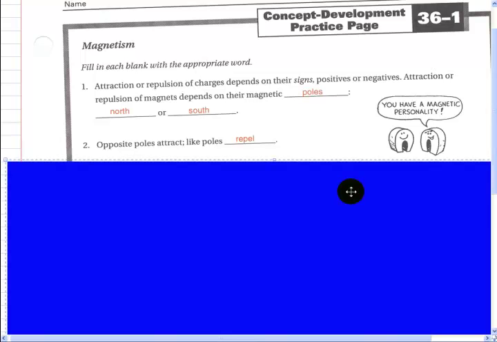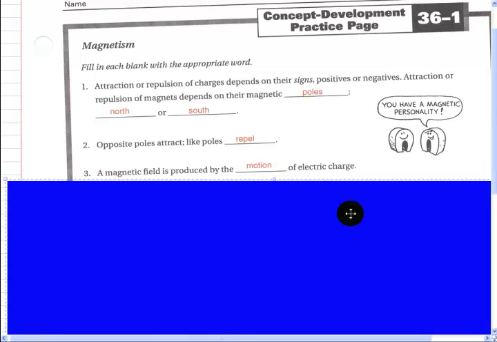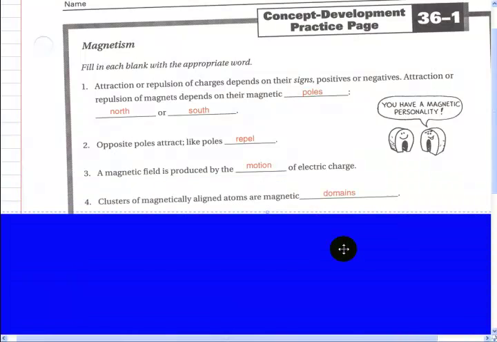Number 3, a magnetic field is produced by the what? The spin or motion of electric charges. In other words, you don't get magnetism from electrostatics, just electricity sitting there, but electric currents, the motion of electric charge. Clusters of magnetically aligned atoms, we give them the fancy name what? Magnetic domains, right?